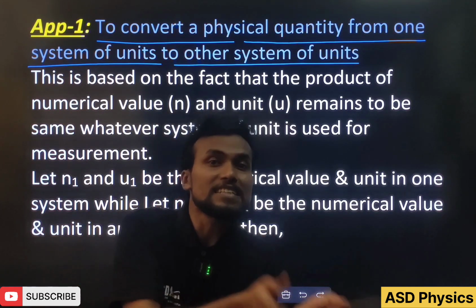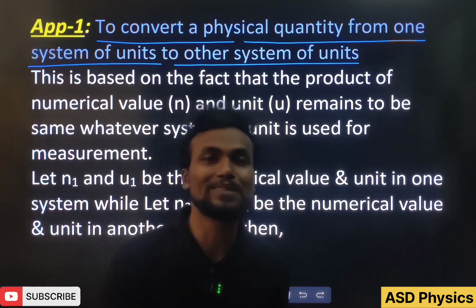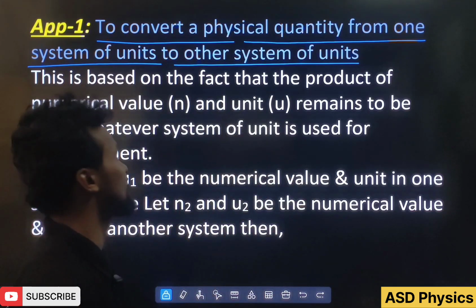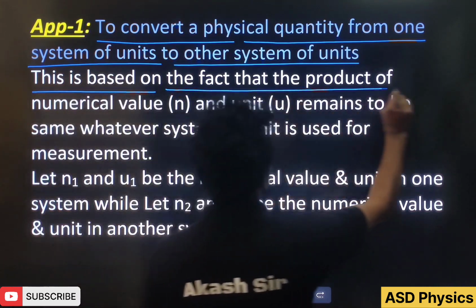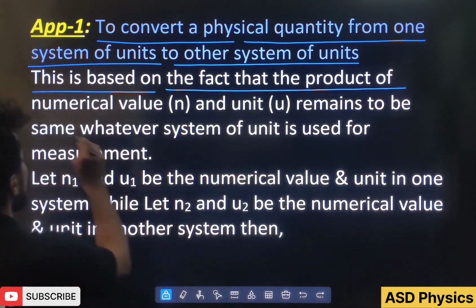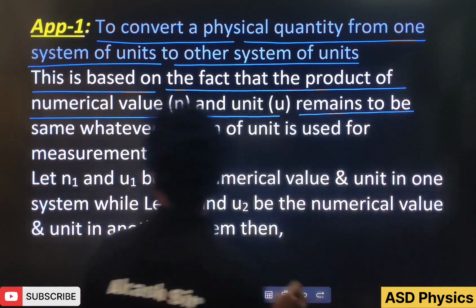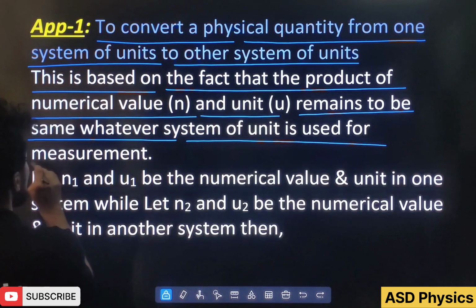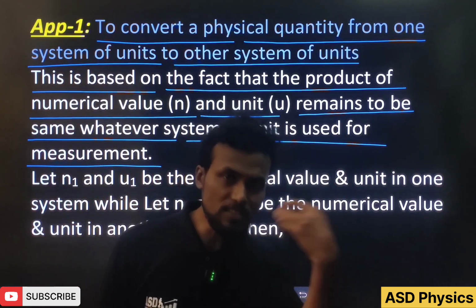Similarly, in the CGS system, we take unit of mass 1 gram, unit of length 1 centimeter, and unit of time 1 second. Like that so many systems of units are possible. This is based on the fact that the product of numerical value n and unit u remains the same whatever system of units is used for measurement. What is the same? The product of numerical value and unit.